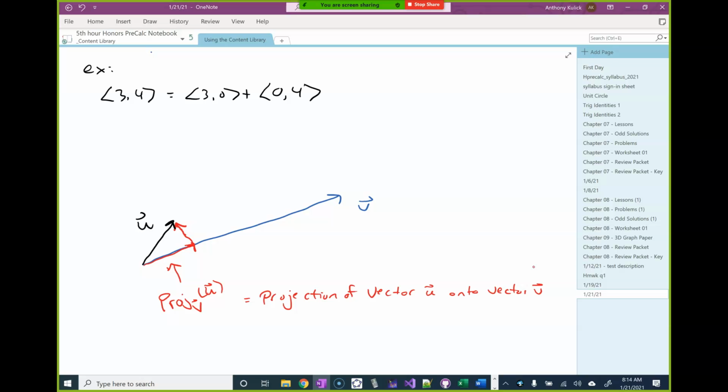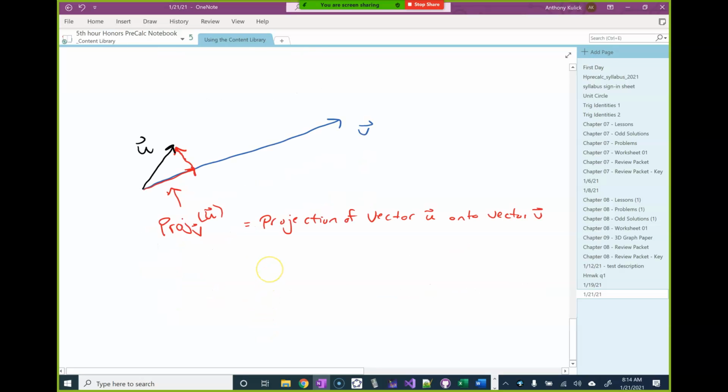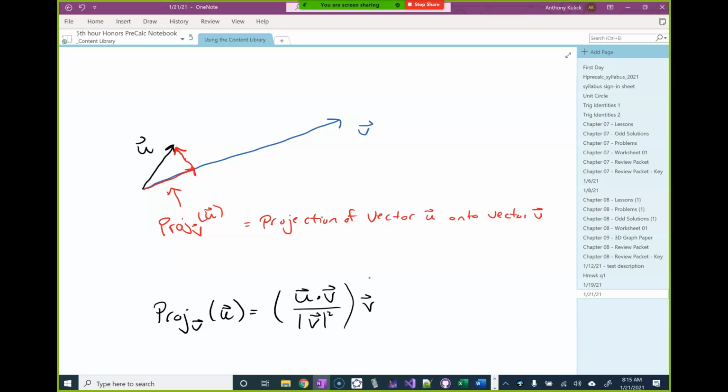Now, what that scalar is is not obvious at a glance, but we do have a formula to calculate it. It's the dot product of vectors u and v divided by the magnitude of v squared, and then we still have to multiply it by vector v, because the scalar is just u dot v over the magnitude of v squared.